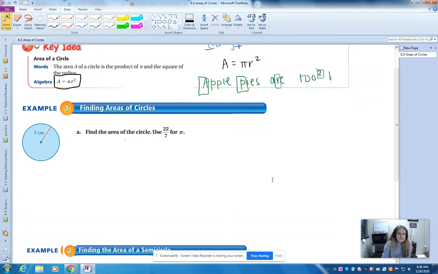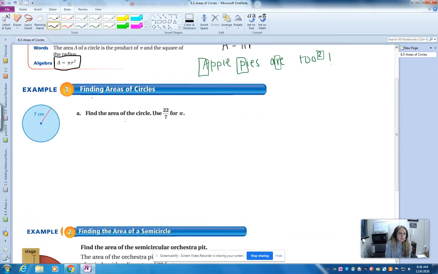Okay, so now let's go through an example. So let's write down example 1, finding areas of circles. This says find the area of the circle, and it wants us to use 22/7 for pi. So we're going to look at this. So right now it gives us, well, from the center to the outskirts of the circle. So did they give us the diameter or the radius? Pick your answer. I hope you said they gave you the radius because remember, radius is half. Okay, so half the distance across the circle. So it's just from the center to a point on the circle. So they gave us the radius.